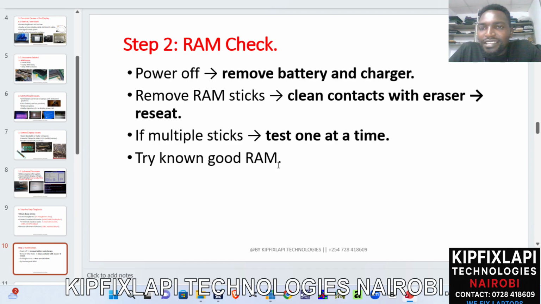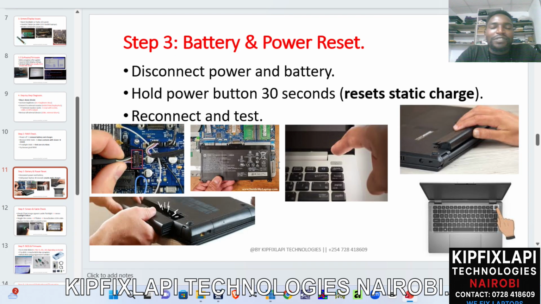Sometimes you might have a problem with one RAM stick and the entire laptop is not displaying. That's why you need to check one by one using what's called the elimination method. You're trying to eliminate which RAM stick is the problem. Then after you've tested one by one and you still have an issue, you can try testing with a known good RAM. As a technician, I know you don't fail to have a good working RAM on your table. That's why you need to at least use one of your good working RAMs to test. Then step three, you need to check the battery and power receipt.